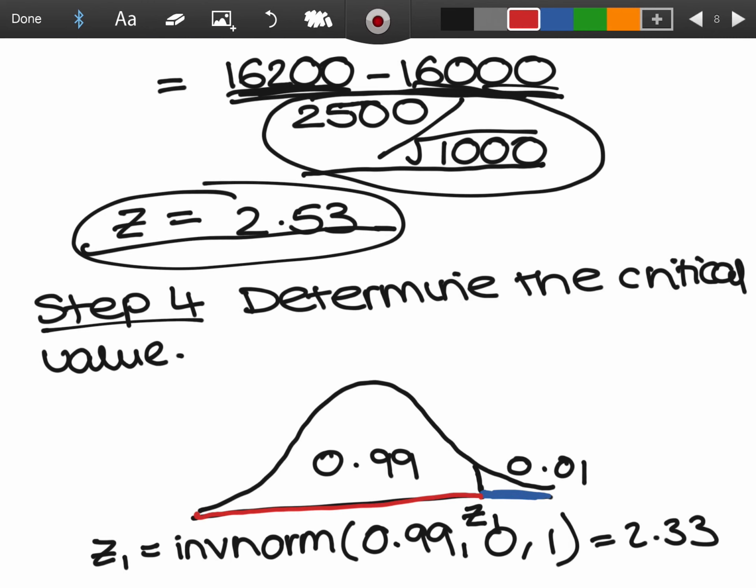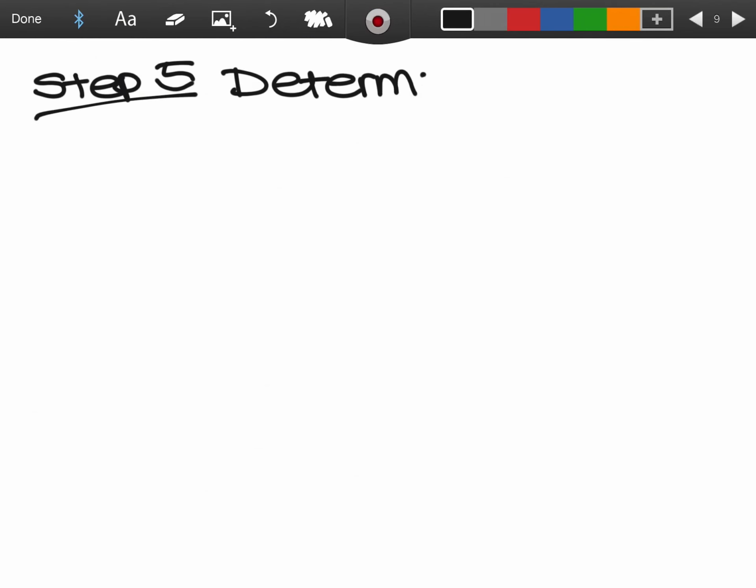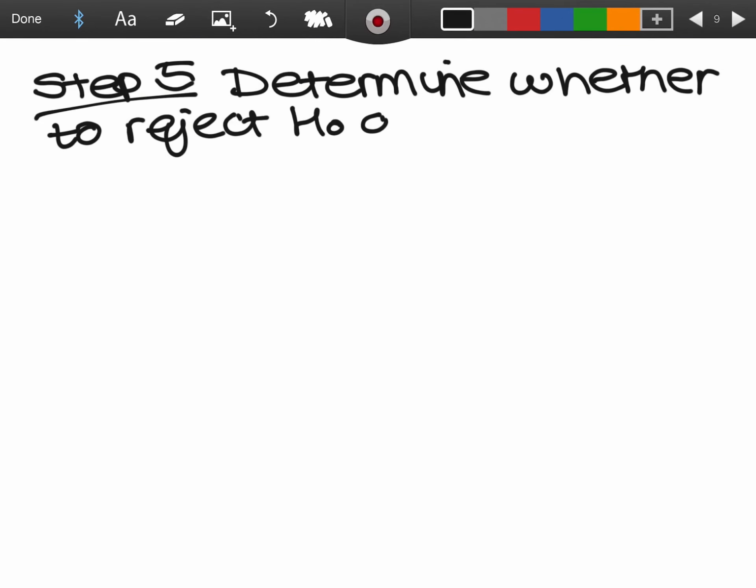Well, in this case, you get z is 2.53. That is above 2.33. So we know that our test statistic falls up here. In step 5, where we determine whether to reject or fail to reject our null hypothesis, because it falls in that intolerance zone, in that 1% where we want to reject our null hypothesis, that means that we're going to reject H0.